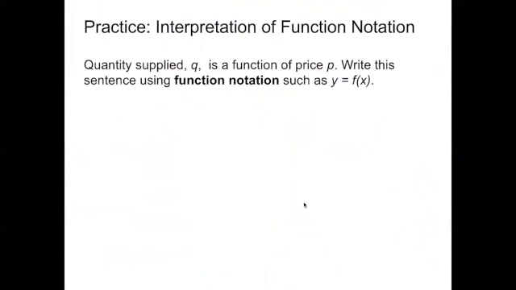Okay, so if, for example, I am told that the quantity supplied Q is a function of the price P, how can I write this using function notation? Well, the key here that we want to pay attention to is we have Q is a function of. The first variable here is Q. That tells me that Q is the output.